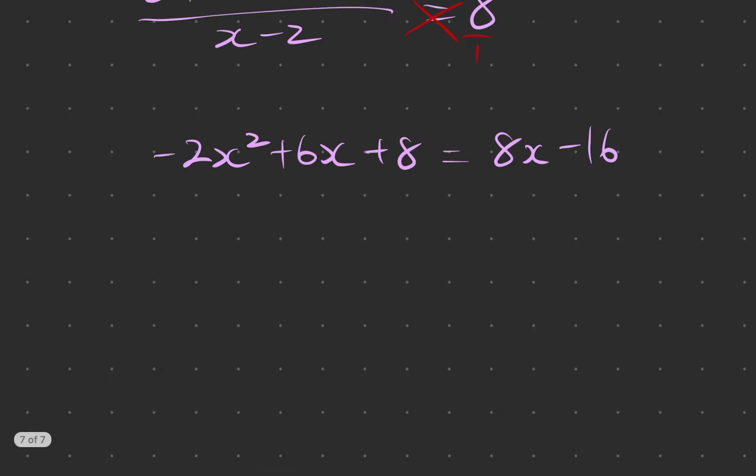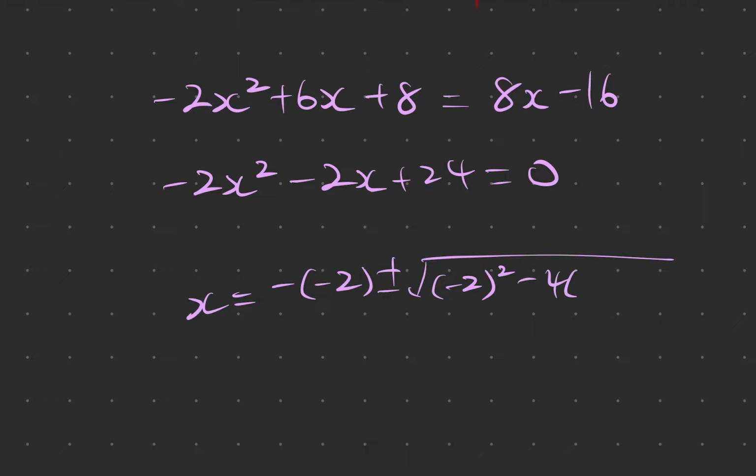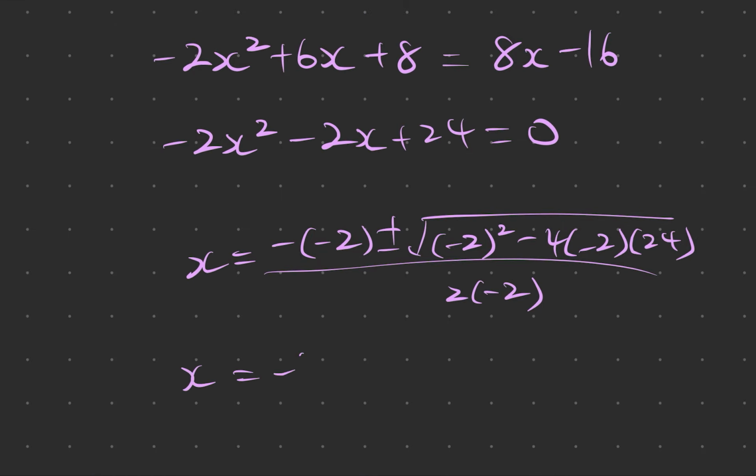I'm going to bring everything over to the left hand side. So negative 2x squared minus 2x plus 24 equals 0. Then again, using our quadratic formula to help us out. Okay, so calculator. x can either equal negative 4 or x can equal 3.